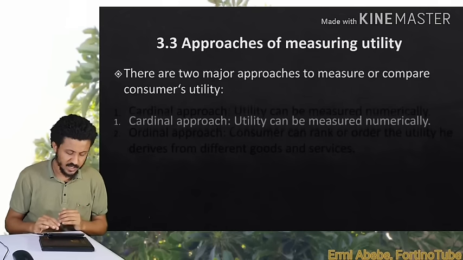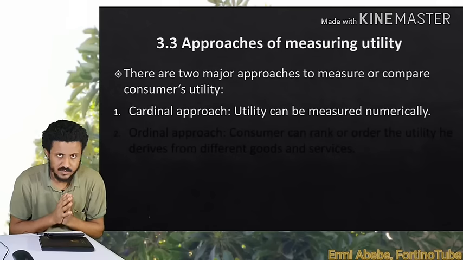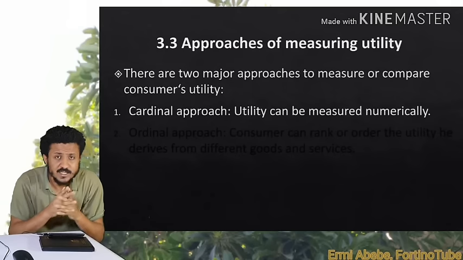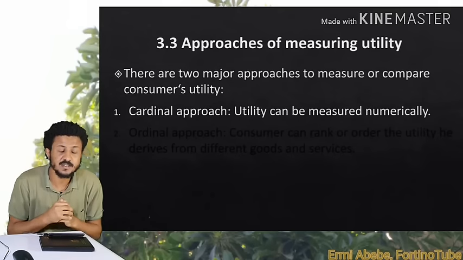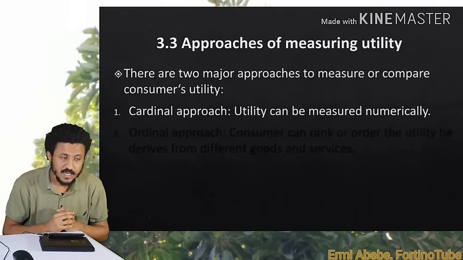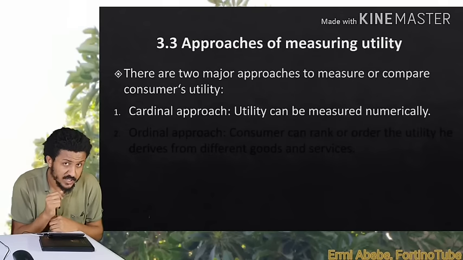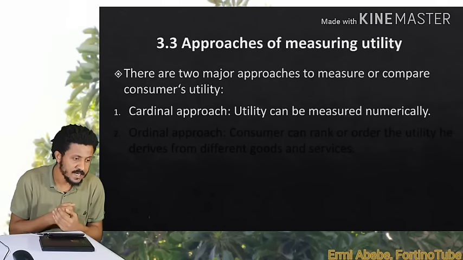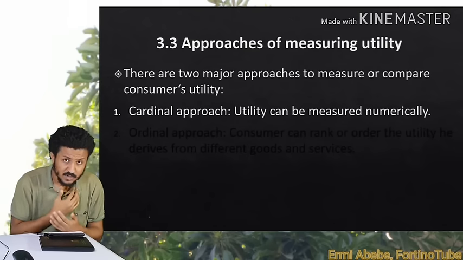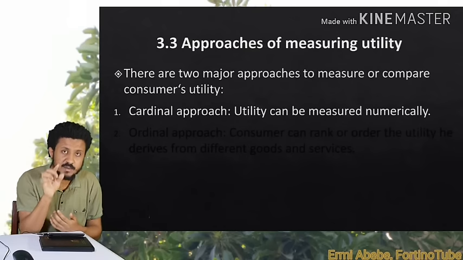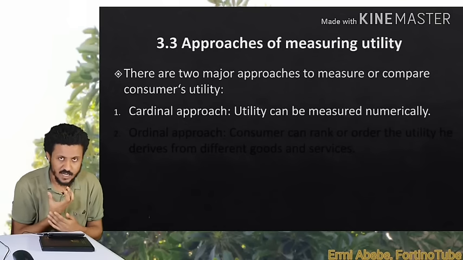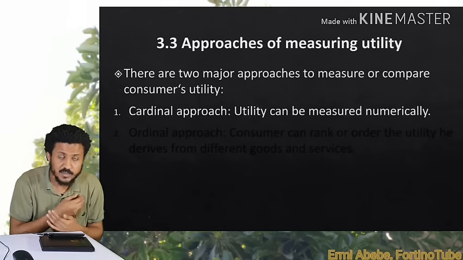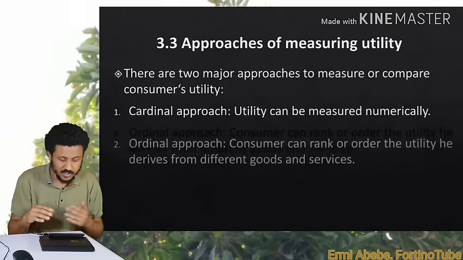Okay, if we say yes, you are a cardinalist, while we discuss consumer theory. If you say that satisfaction is measurable, it means that you are a cardinalist. The way that you use to measure your satisfaction is called a cardinal approach. So a cardinal approach is an approach of measuring our satisfaction from utility in terms of numbers, numerically. We can measure the satisfaction we get, one satisfaction, two, three.